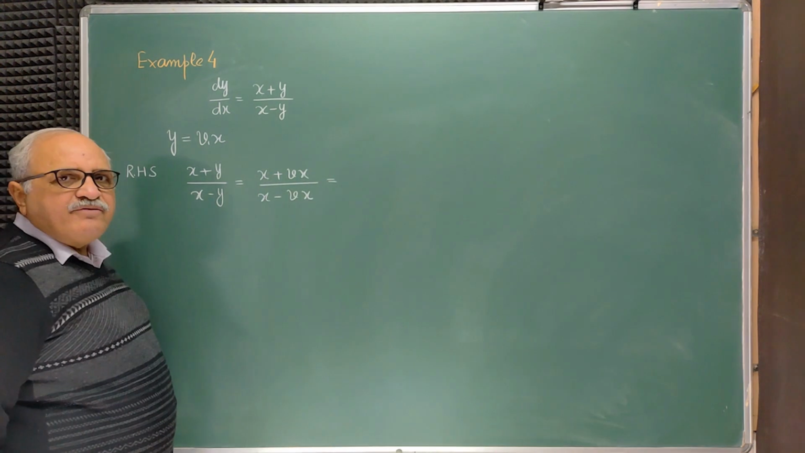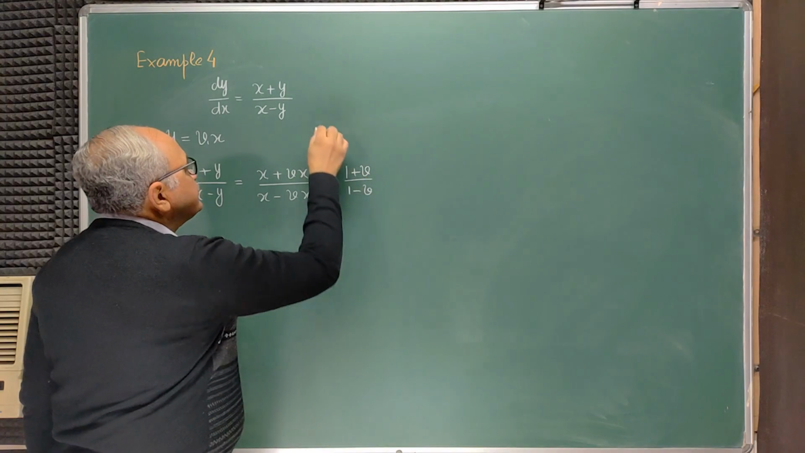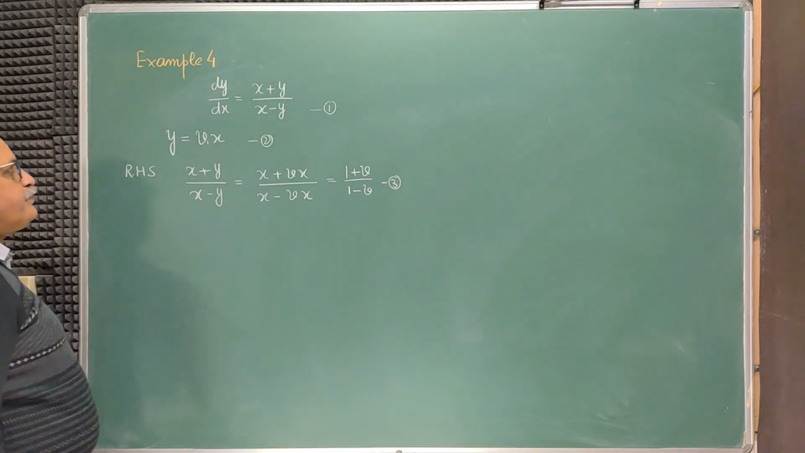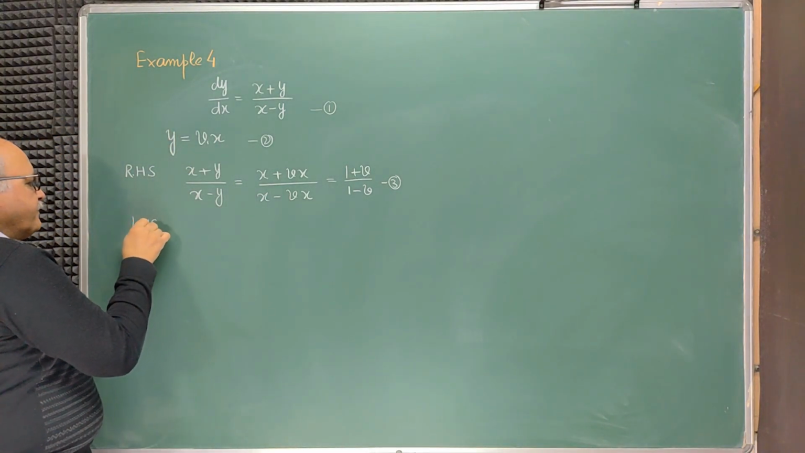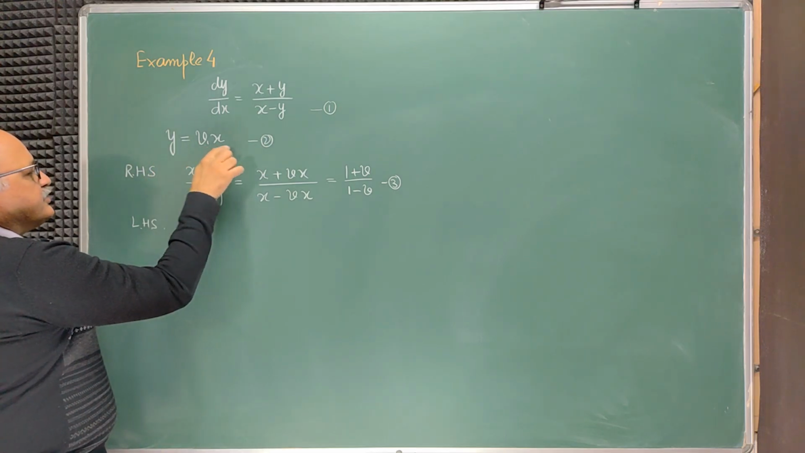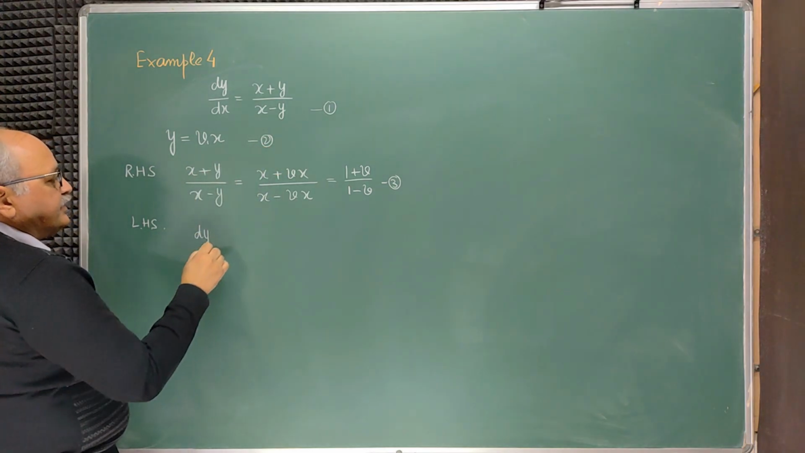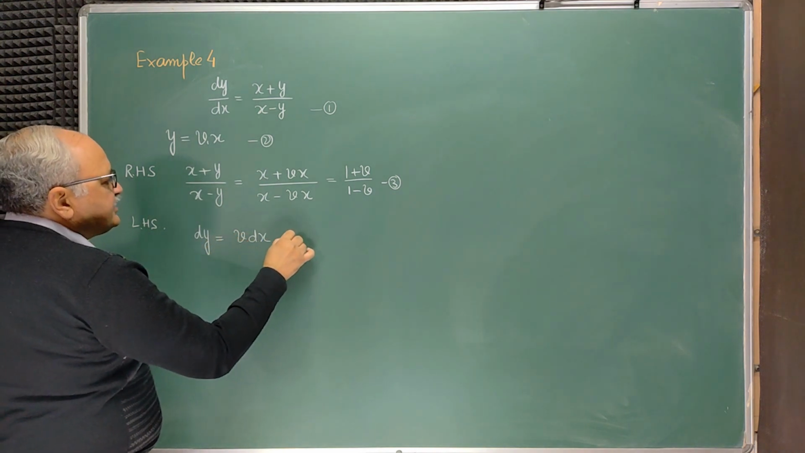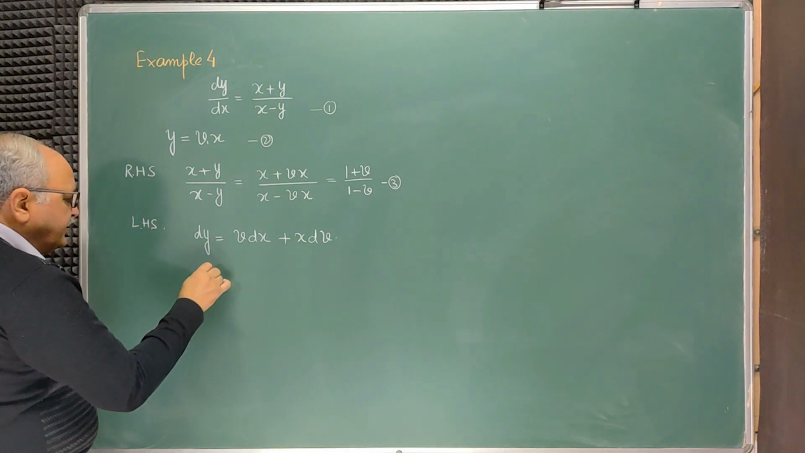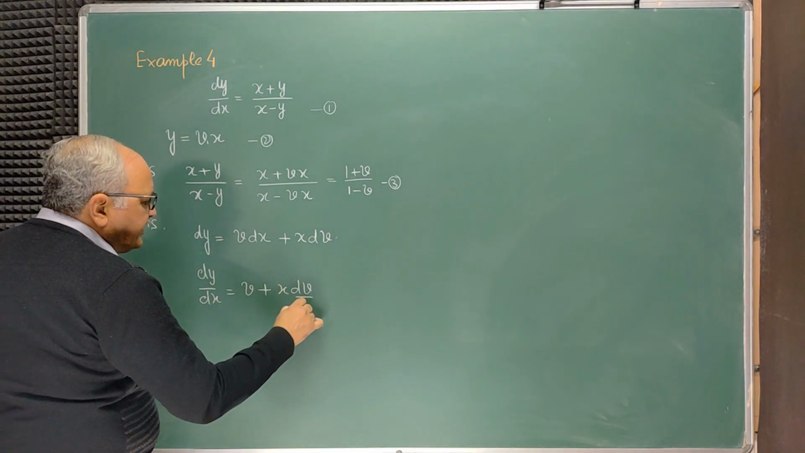So I can take x common from the numerator as well as from the denominator. I am left with 1 plus v over 1 minus v. Let me take this as equation 1, this as equation number 2, and this as equation number 3. Now take the left hand side. First, we have to differentiate equation 2, and that gives me dy equals v dx plus x dv, or we can write dy by dx equals v plus x dv by dx.